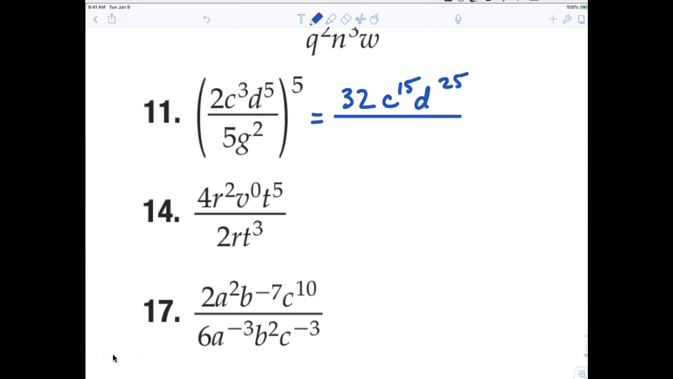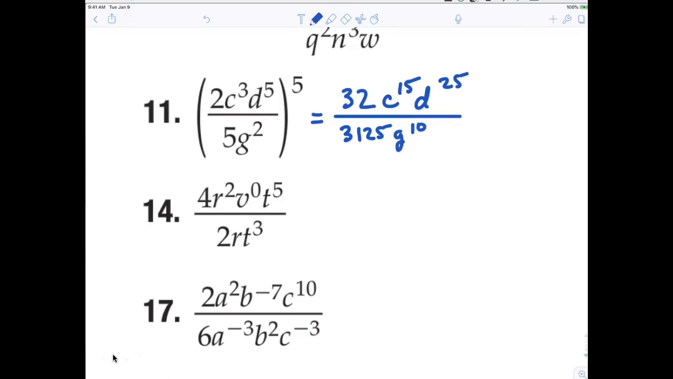Boy, 2 to the 5th took you a while. 5 to the 5th. I'll just help you. Check me on that. Yeah, it's correct. Then what? G to the 10. Beautiful. Very good. 5 to the 5th. That was impressive.